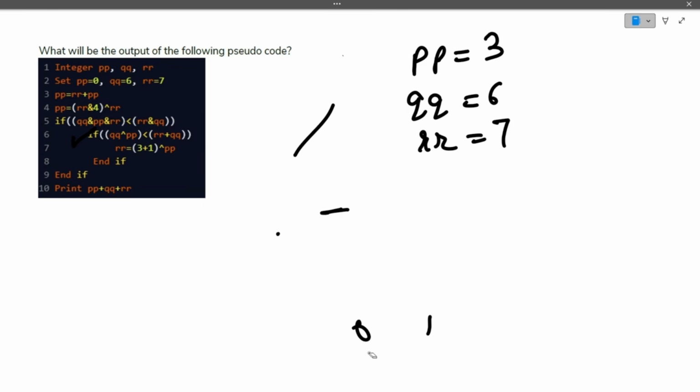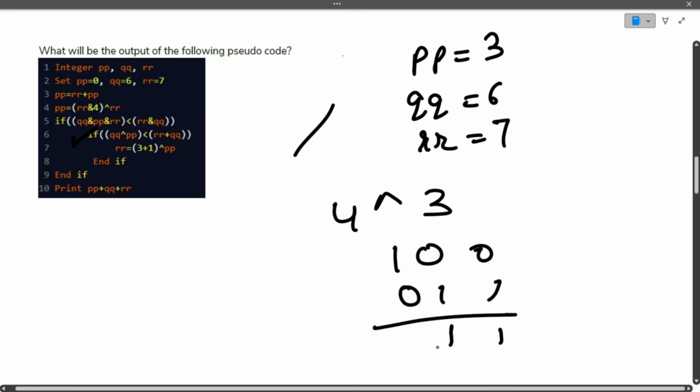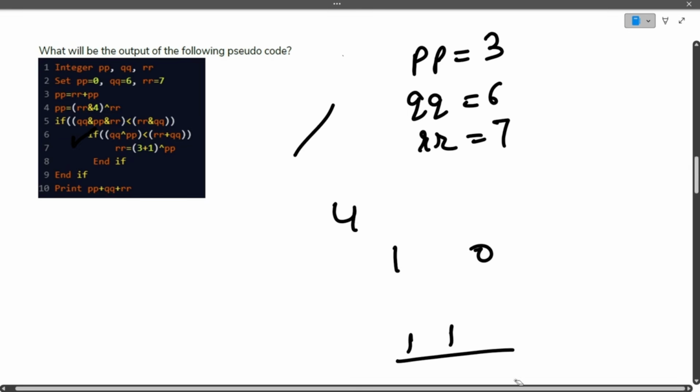So what will be RR? Let me just calculate it again. RR will be updated to 3 plus 1, that is 4. 4 XOR PP, and PP is now 3. So 4 XOR 3 will be 1 0 0 1 1 0, so it becomes 1, 1, 1, which is 7. So 4 XOR 3 will become 7. It means RR is now updated to 7.